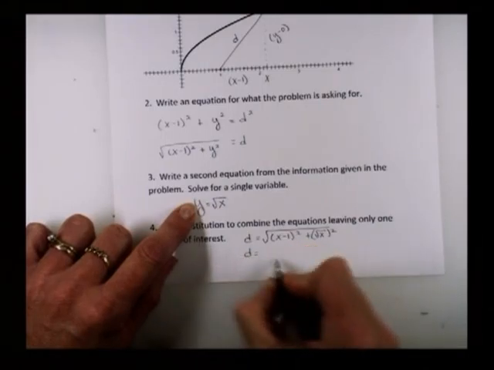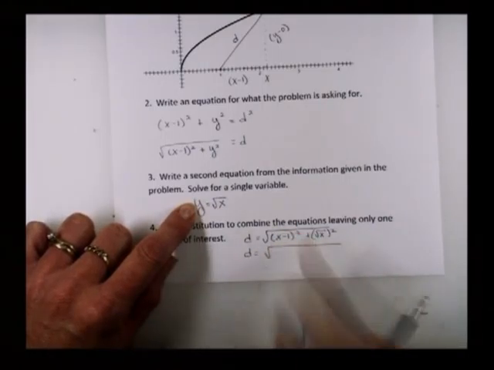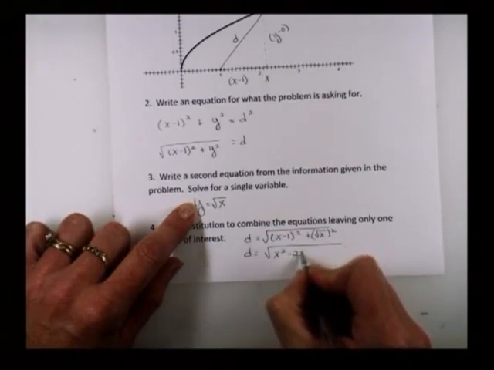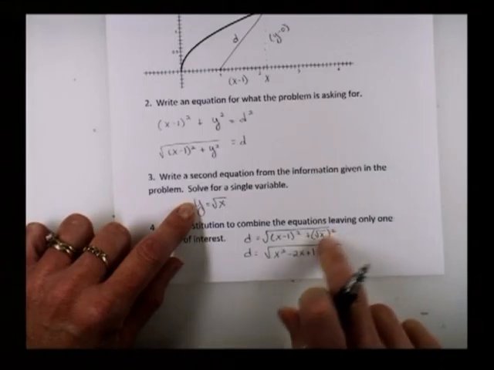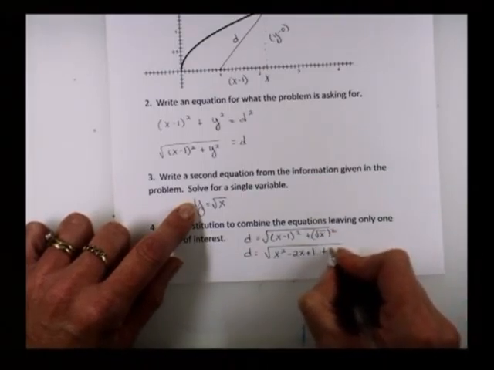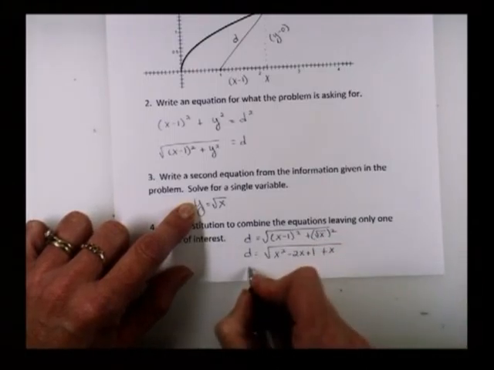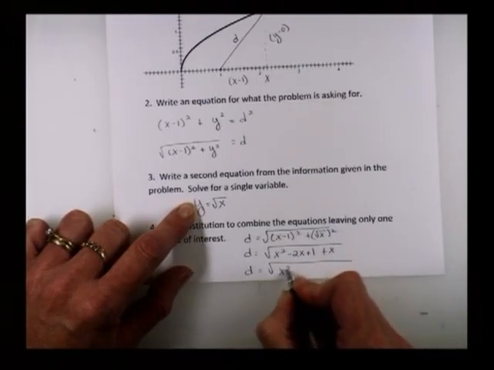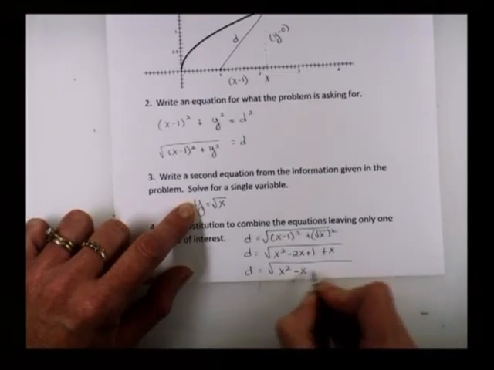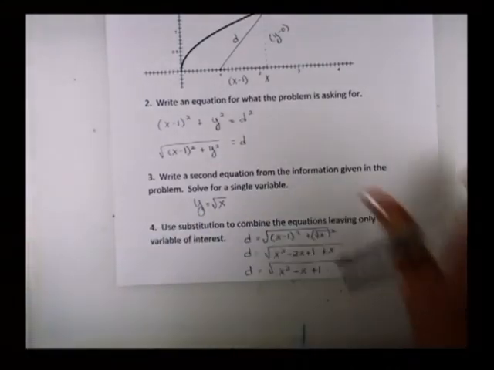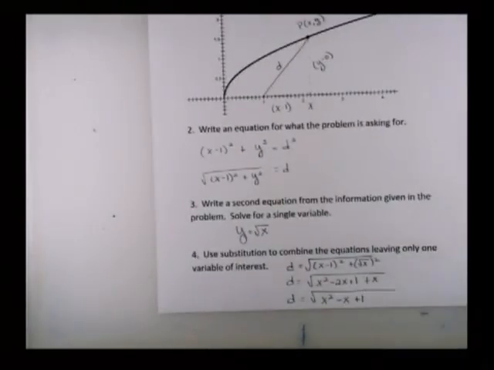So d is equal to, let's expand (x minus 1) squared: x squared minus 2x plus 1. And I'm going to square the square root of x, which is just x. So my final formula will be the distance is equal to x squared minus x plus 1. Good luck. And done.